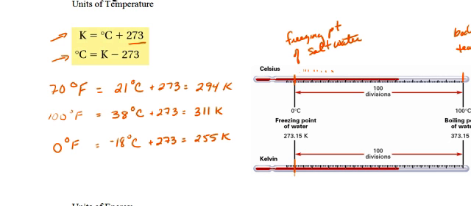Now you can obviously go back the other way by subtracting the 273 back out of the Kelvin temperature to get back to Celsius, and you will be expected to do that on tests and quizzes. All right, and you do not have to memorize those temperature conversion equations. They will be given to you.